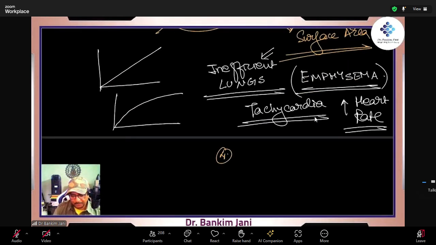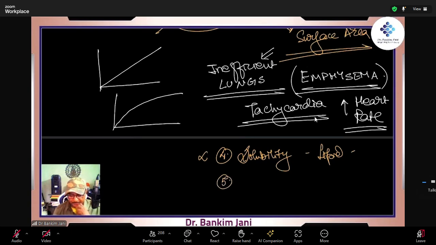Now this is pretty easy to understand. The solubility. If we have a substance which is soluble, that is lipid soluble, then it is directly proportional. The more the solubility, the more it will go, right?